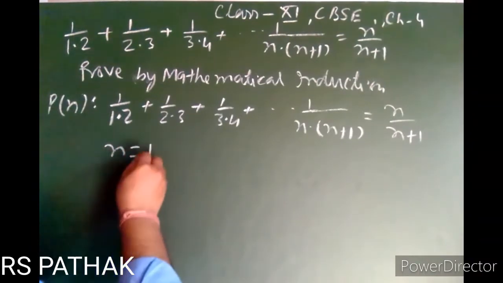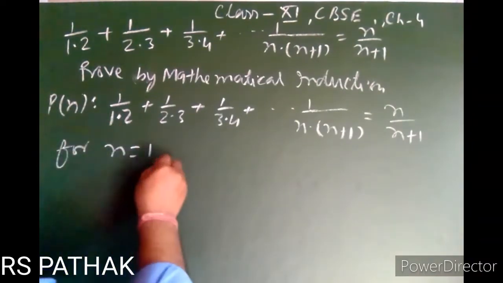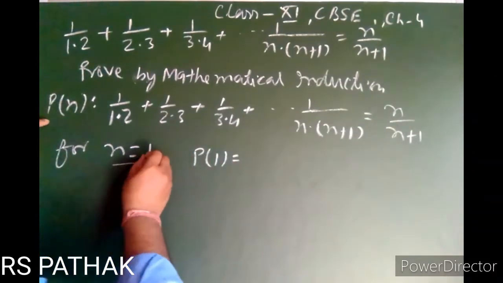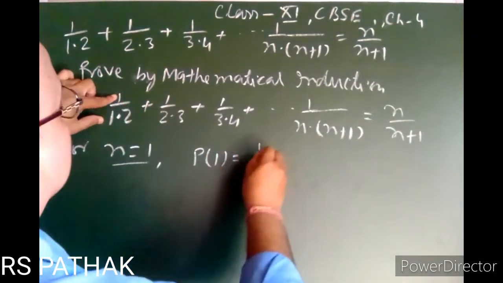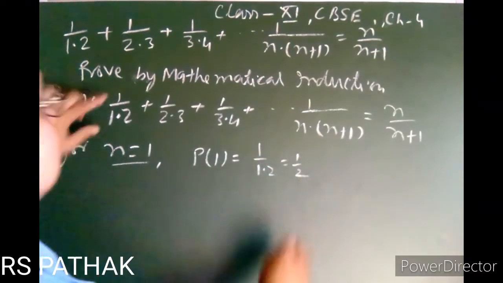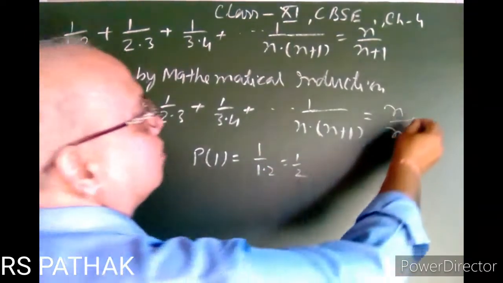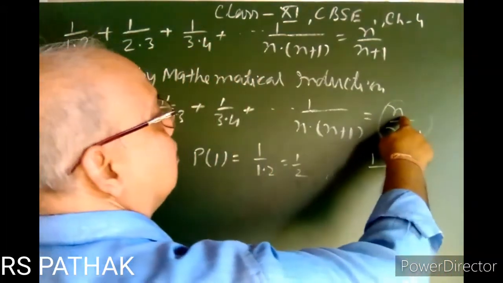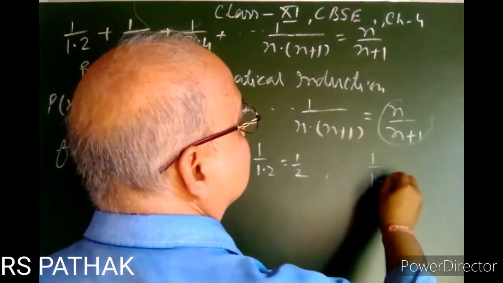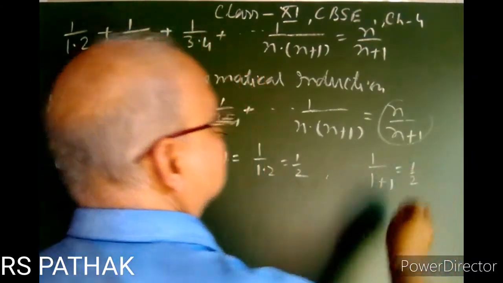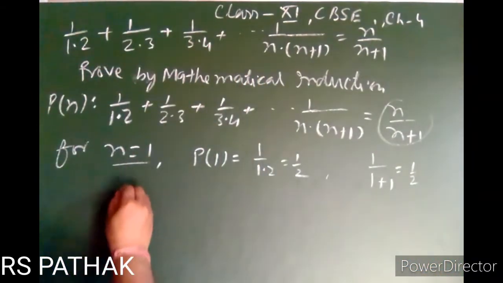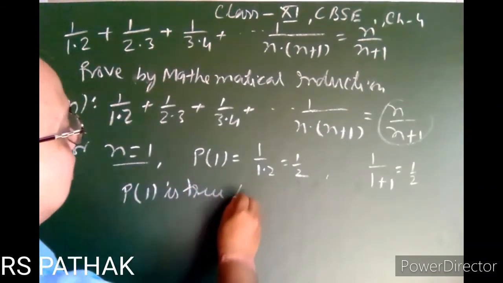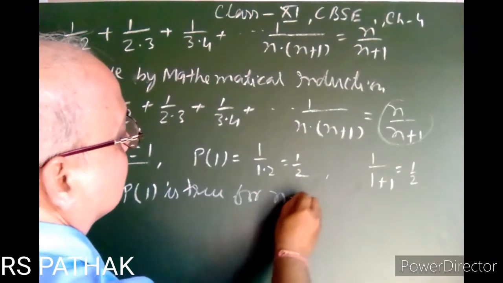For n equal to 1, P1: n equal to 1 means the first term, 1 upon 1 into 2, that means 1 upon 2. And the right hand side, in place of n put 1, so 1 upon 1 plus 1, that is 1 upon 2. Therefore, P1 is true for n equal to 1.